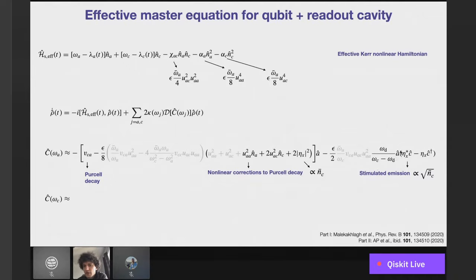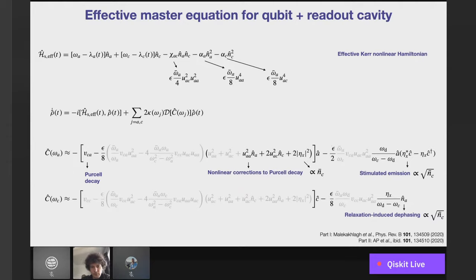That means that a photon can leak off of the transmon together with a photon on the cavity, or, on the other hand, a photon from the transmon can be swapped onto the cavity. So basically the photon number is conserved, but the photon leaves the transmon and goes into the cavity. Both of these stimulated emission processes have amplitudes which are proportional to the square root of n. So they can be rather large, and we will show their effect in a moment.